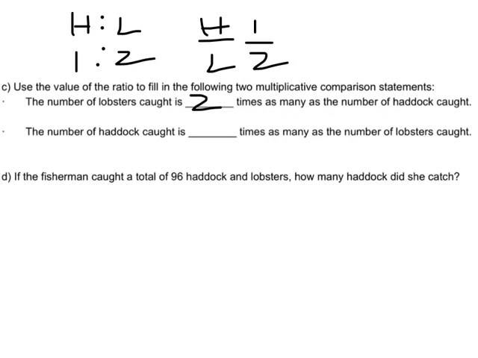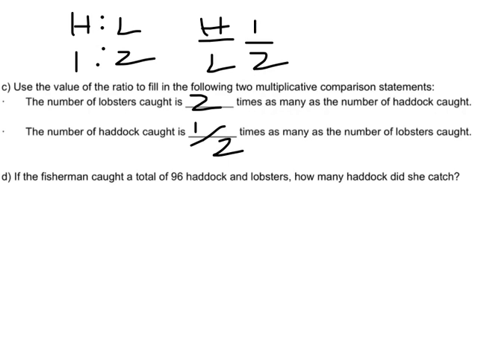Now, the number of haddock caught is blank times as many as the number of lobsters caught. That's right, so the number of haddock I have is 1/2 of the number of lobsters. So 1/2. Now we can use those here.